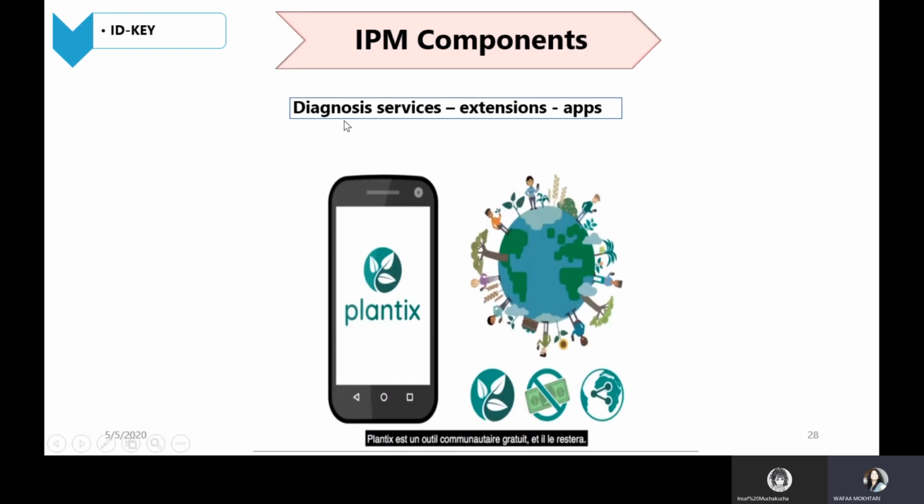There is some information about the ID key I want to share here, and it is diagnosis services, some extensions and applications. You can download them on your phone. For example, Transects, a tool that is for the community. It is free, and most often it will stay free, and you can use it to identify the pests. You should go through Transects, see the requirements, the qualifications, and how to use it.